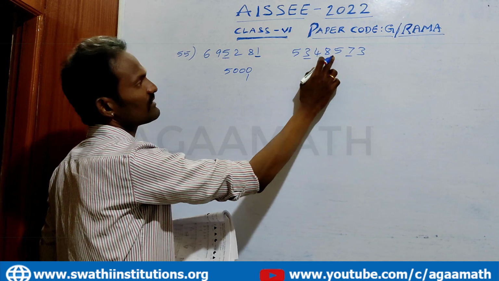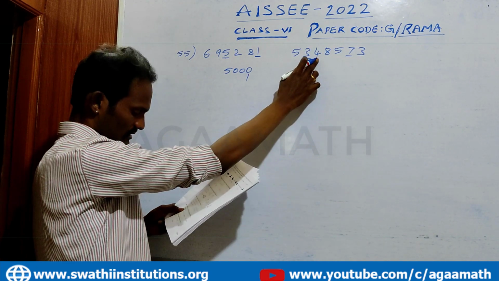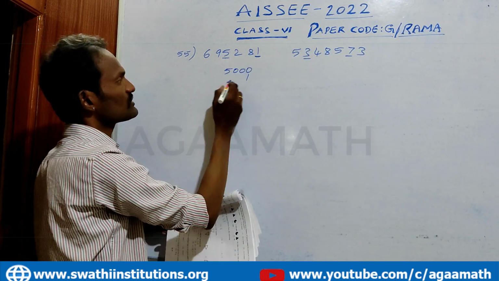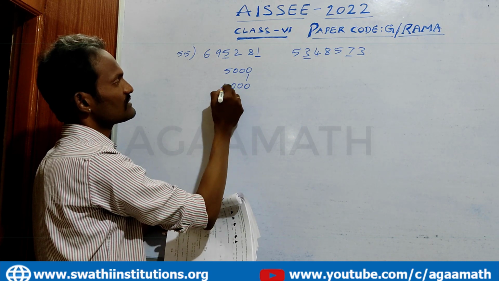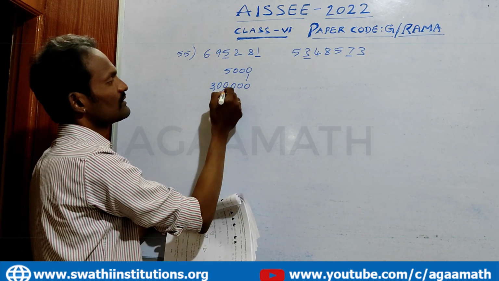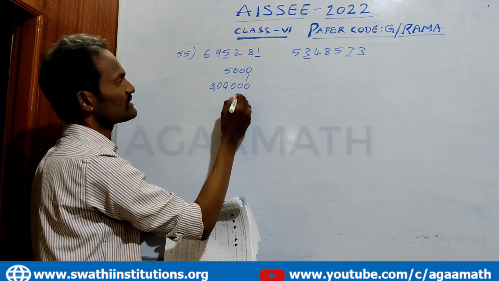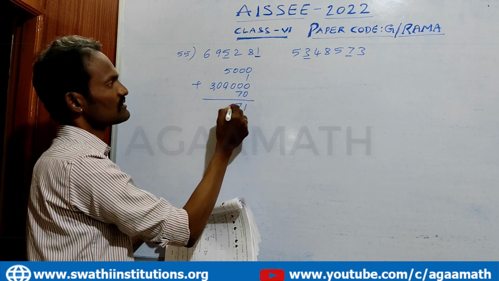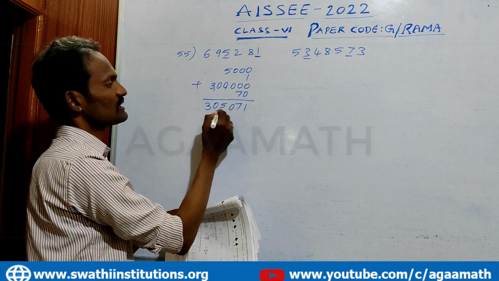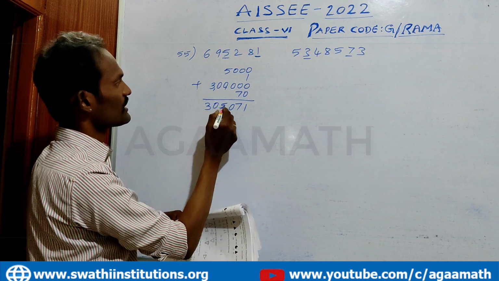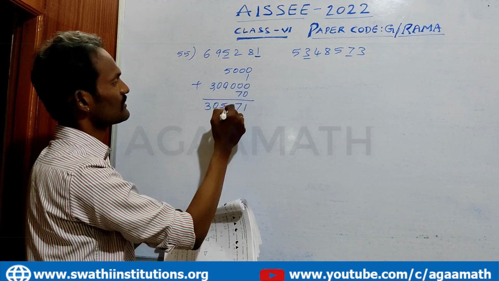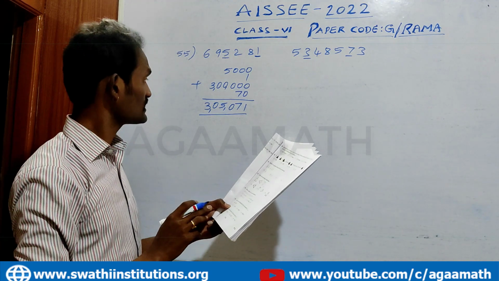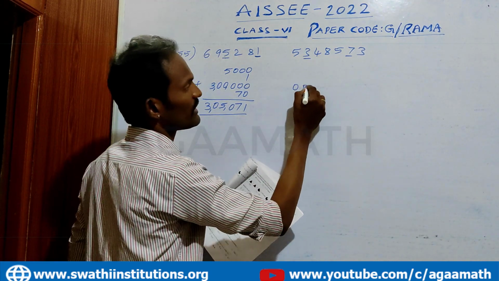And here 1s, 10s, 100, 1000, 10,000, lakhs. So it should be 3 lakhs. And next is 7, that is 70, tens place. So what is the sum of these? It is 3,05,071. You have the option 1. So option 1 is the right one.